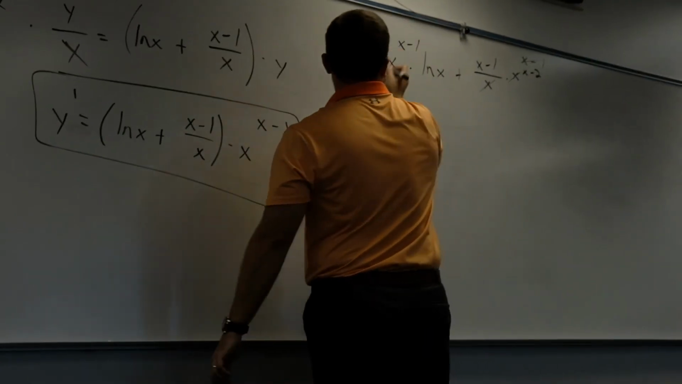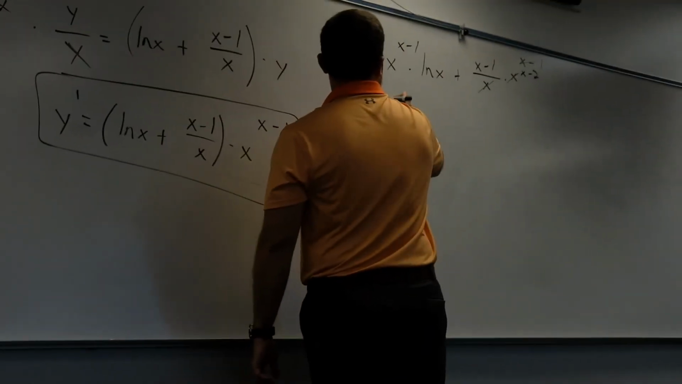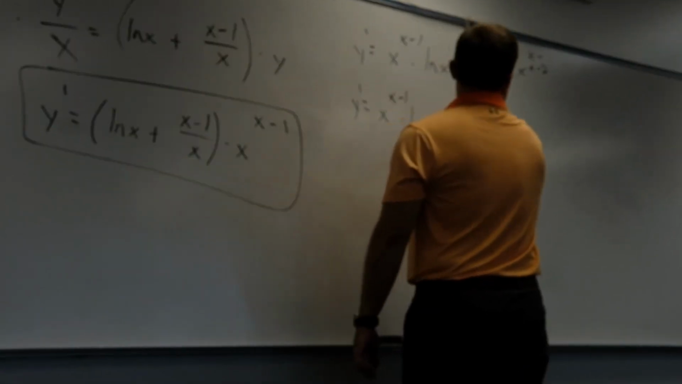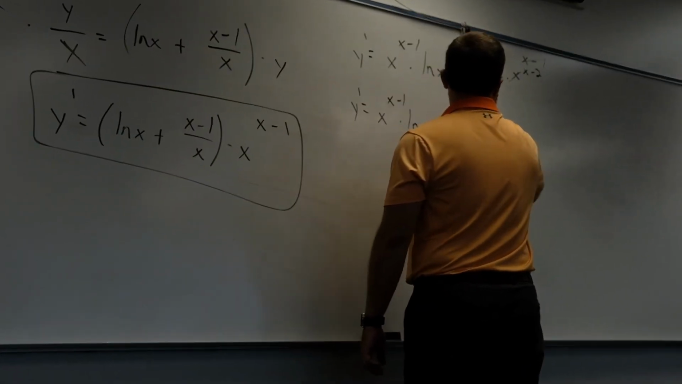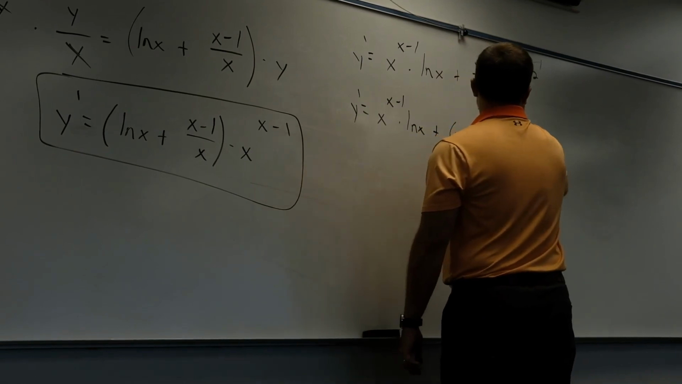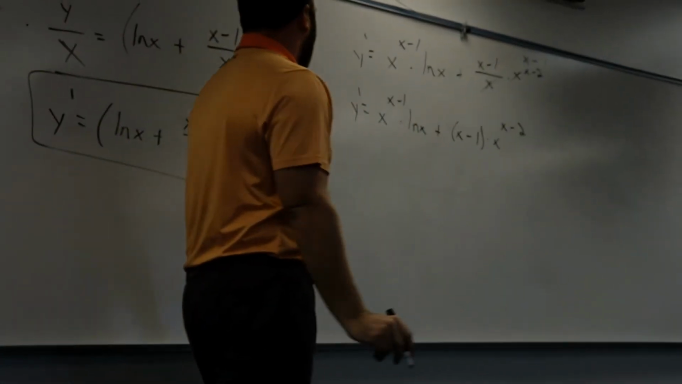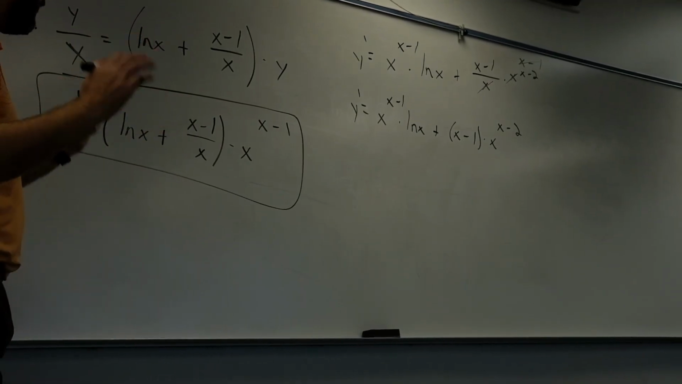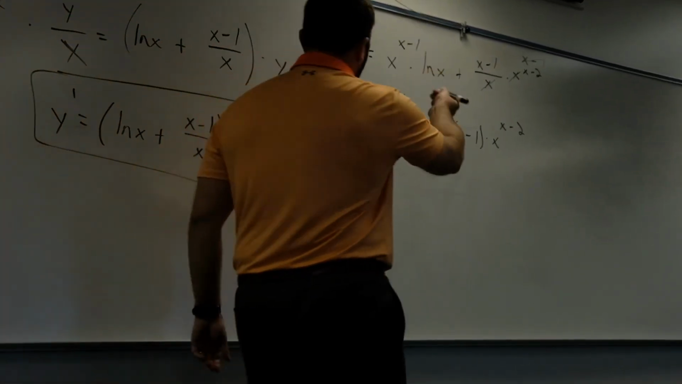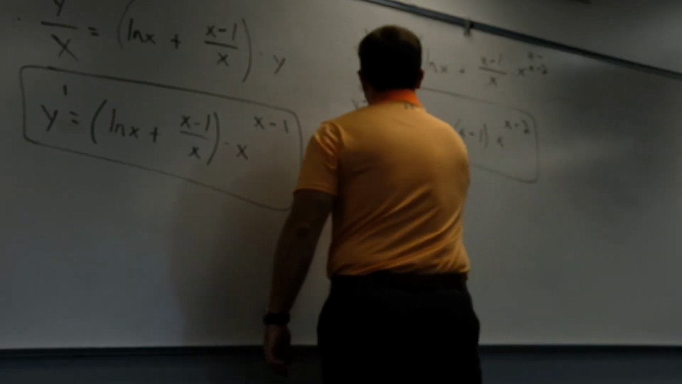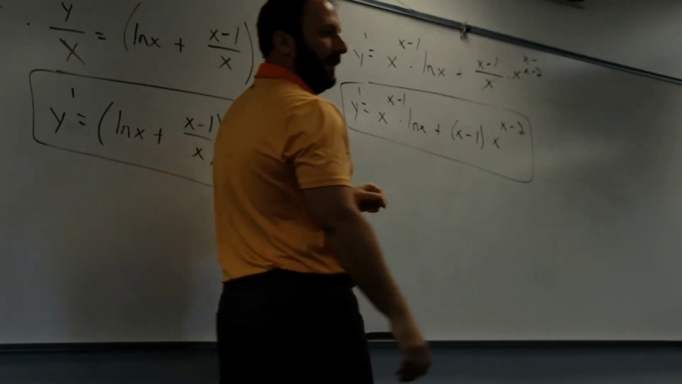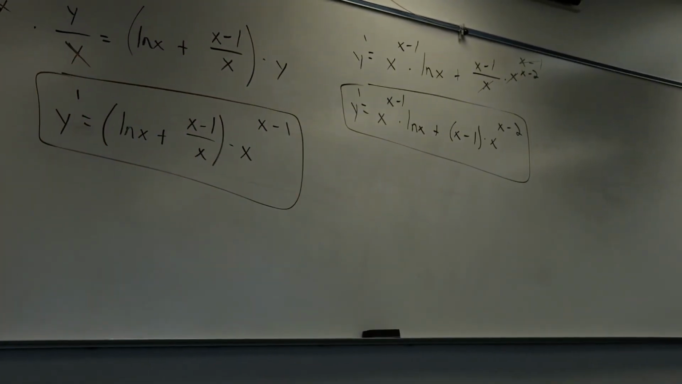So we could say, if we wanted to, y prime equals x to the x minus 1 ln x, plus x minus 1 times x to the x minus 2. Arguable which one we think is more simplified, quote unquote. Either one of these would be acceptable though. Just keep in mind, if we do cancel these x's, we're going to have to drop it down by 1. And it would be an x minus 2. Cool.